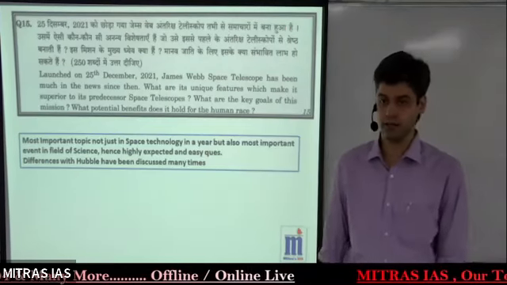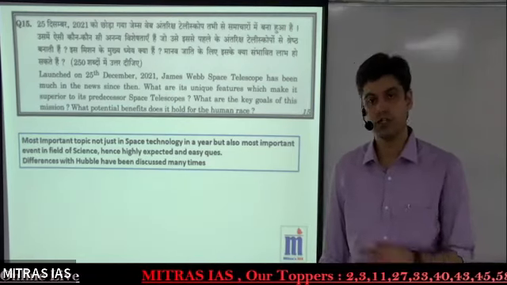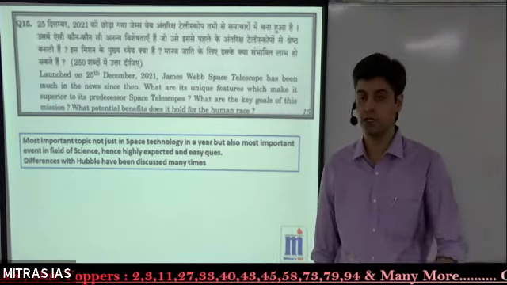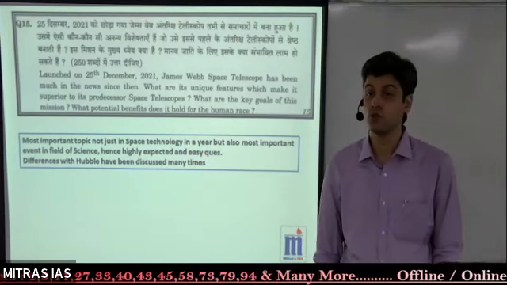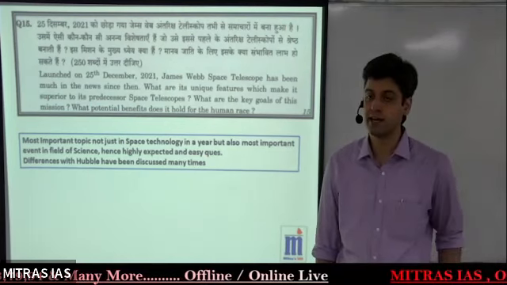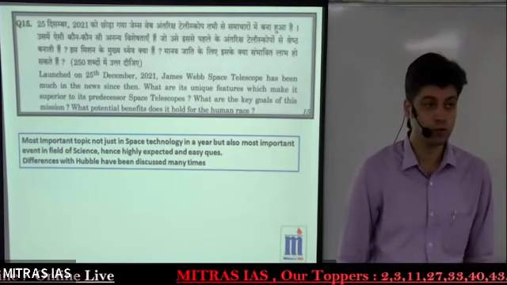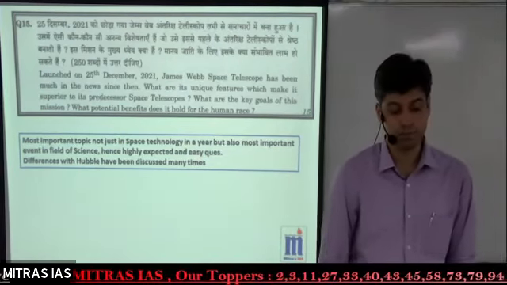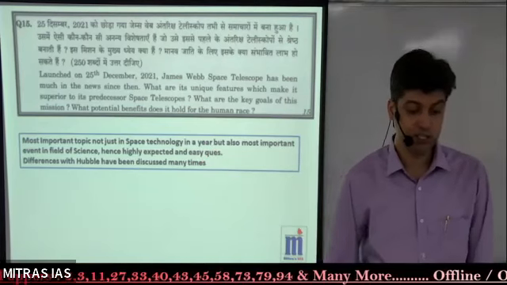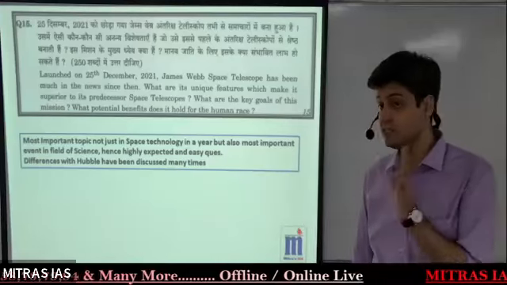I still feel that for this James Webb Space Telescope, more questions can come with respect to its instrumentation, particularly with respect to its newer research, like recently a Jupiter pic had come up. Before that, 6 pics it had released, and more pics will come up, more research, more things it will explore because of its being super powerful in nature. So it was the most important topic, not just in space technology in a year, but also the most important event in the field of science. Hence, highly expected and an easy question, to be honest.